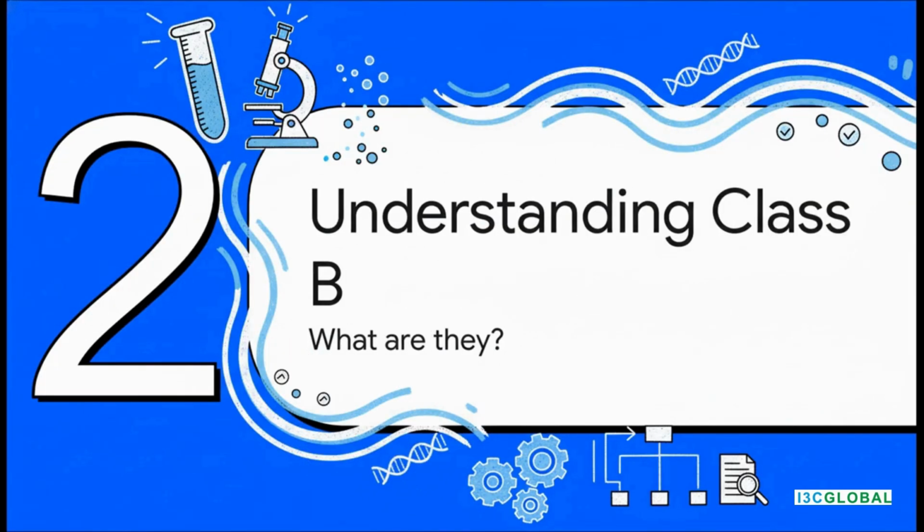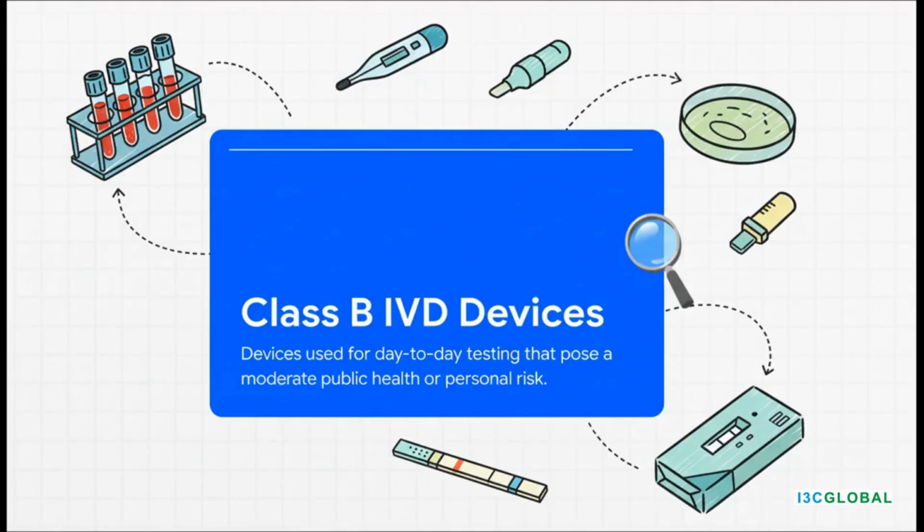Okay, so what exactly are we talking about when we say a Class B device? Before we jump into all the requirements, let's make sure we have a really clear definition down. So here it is. Class B devices are the ones that carry a moderate risk. Think about those common lab tests, like tests for glucose or cholesterol or even certain self-tests. They're not for super critical conditions, but they still give us really vital health information.